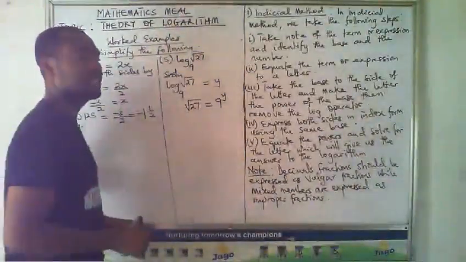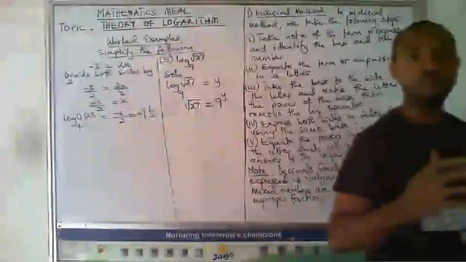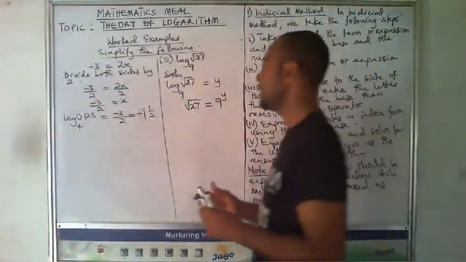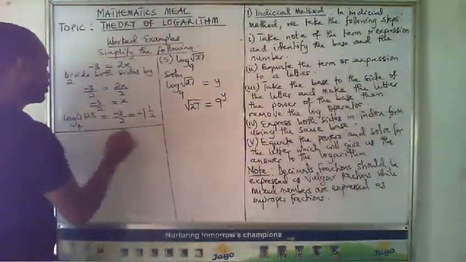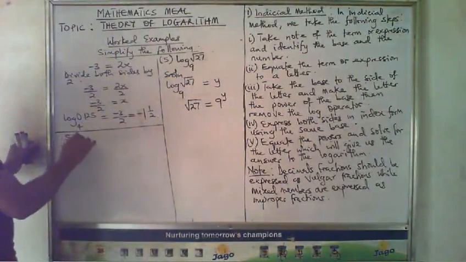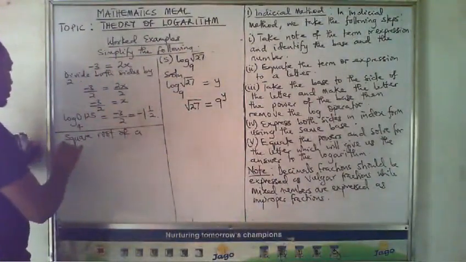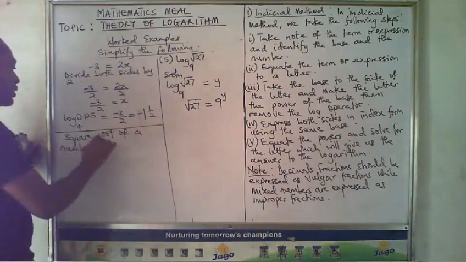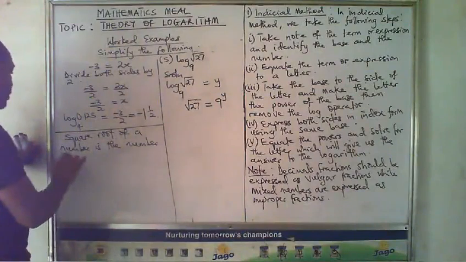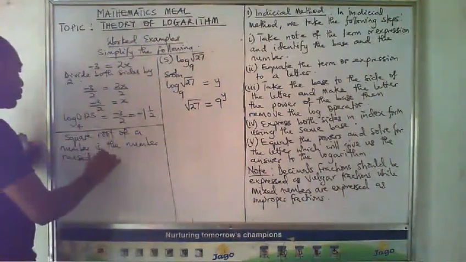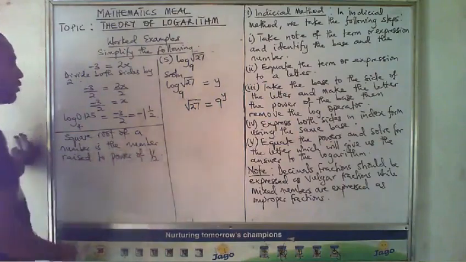Oh, square root sign. From the principle of indices, the square root of a number is that number raised to power half. You can write it down. Square root of a number is the number raised to power half. We say square root of a number is the number raised to power of 1 over 2, power of half.